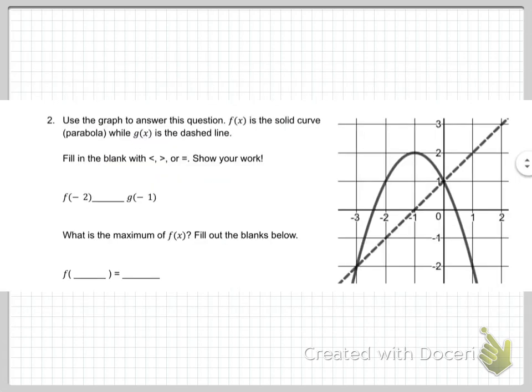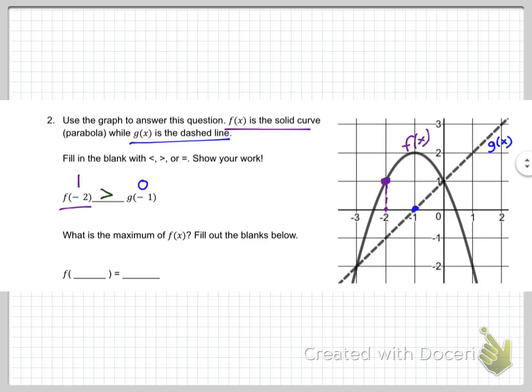For the next problem, use the graph. We have f of x, which is the curve, and you all know that's a parabola. And g of x is the line, the dashed line there. In order to calculate this, we need to know the input of -2 for f, that's the parabola. So we look at -2 and we find that the point is (-2, 1), so the output is 1. For g of -1, that's right there on the x-axis, so we know the output is 0. 1 is greater than 0, so I'm going to fill in that inequality there. So f of -2 is greater than g of -1.